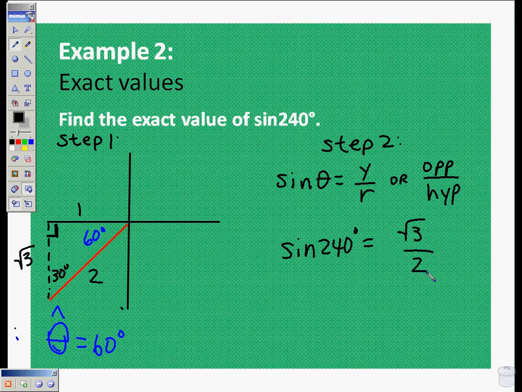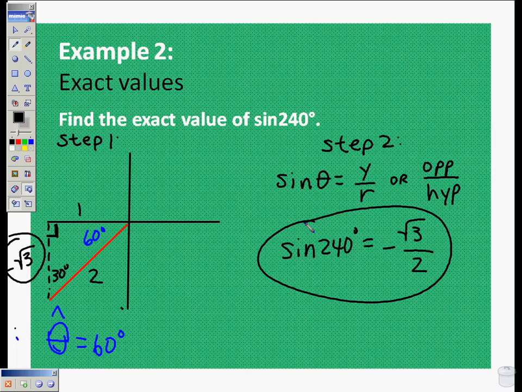And we recognize that since we have square root of 3, but it's in quadrant 3, we know that the sign is negative in quadrant 3, so this would be a negative y value. So the negative square root of 3 over 2 is our value for sine of 240.